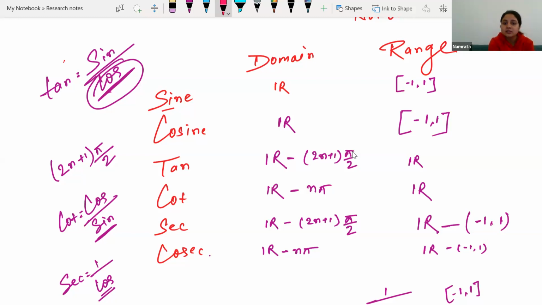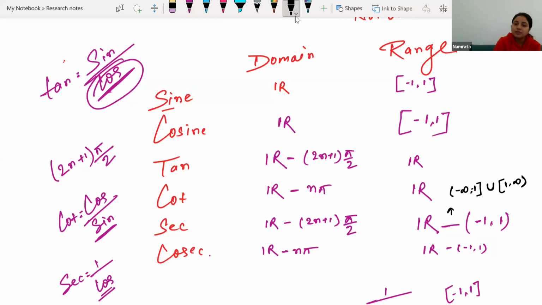Now sec: all real numbers minus odd multiples of pi by 2, because again sec is 1 by cos, and the range is all real numbers minus (-1, 1), or we can also write it as -infinity to -1 union 1 to infinity.